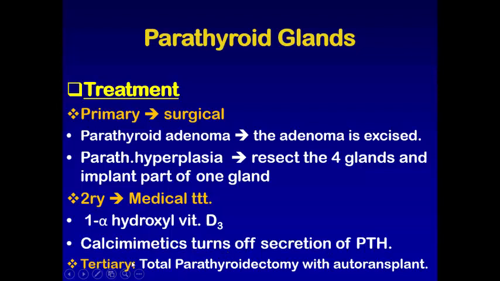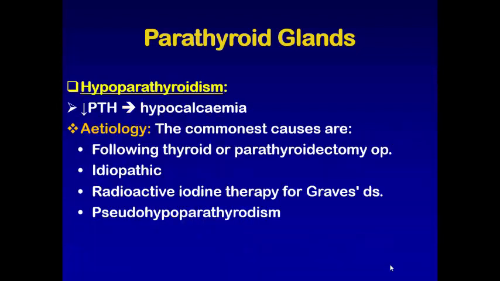While tertiary hyperparathyroidism needs surgical treatment in the form of total parathyroidectomy, also with auto-transplant of one of the glands, as I said, in the sternomastoid or deltoid muscle or forearm muscle to facilitate its re-exploration if needed.